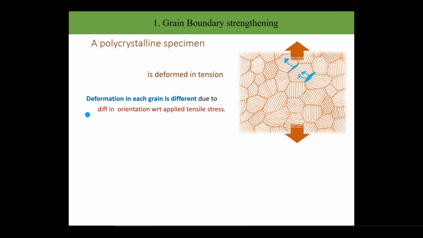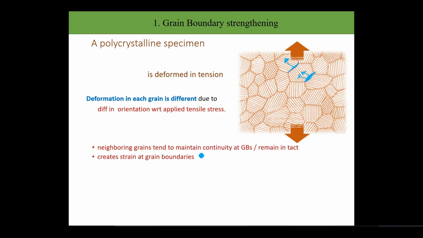Is this clear? Yes sir. All right. Now, neighboring grains tend to maintain continuity at the grain boundaries and remain intact. ऐसा नहीं हो सकता कि यहाँ पे अगर ये ज्यादा मूव कर गया और ये कम मूव किया तो there should be an air gap. These grains would try to keep intact with each other, and in order to do so they create strain at grain boundaries. ये इसको पकड़ के रखेगा और उसकी वजह से एक खिंचाव पैदा हो जाएगा इस जगह पे. Clear? Yes sir.